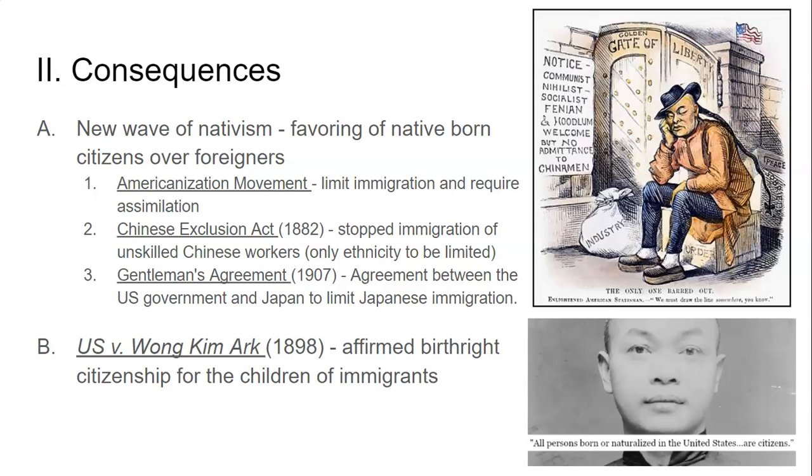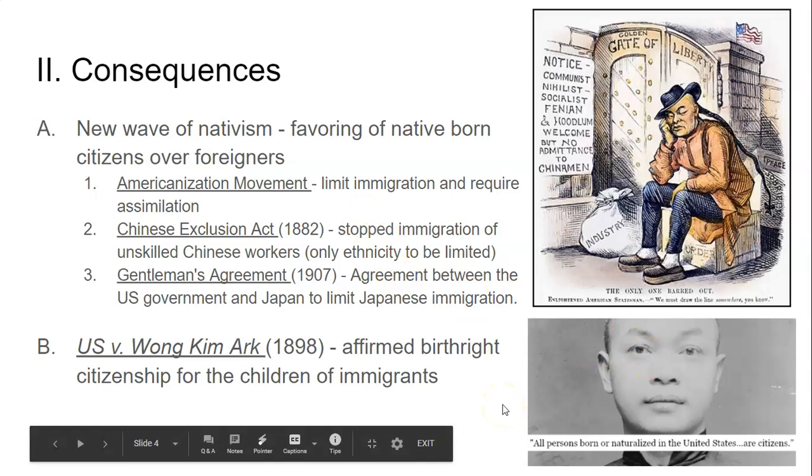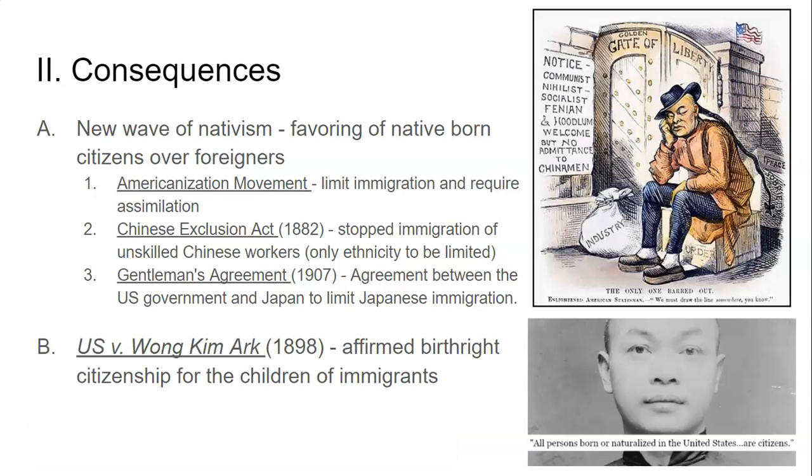There was also a very important Supreme Court case that affirmed birthright citizenship for children of immigrants. There was a man, Wong Kim Ark, right here, and he was born in America to Chinese immigrants. And his family went back to China. He stayed in the United States, but he wanted to go visit his Chinese family. And so he left to go to China and then came back and tried to enter the United States. And he was told, because of the Chinese Exclusion Act, that he was not allowed to re-enter.